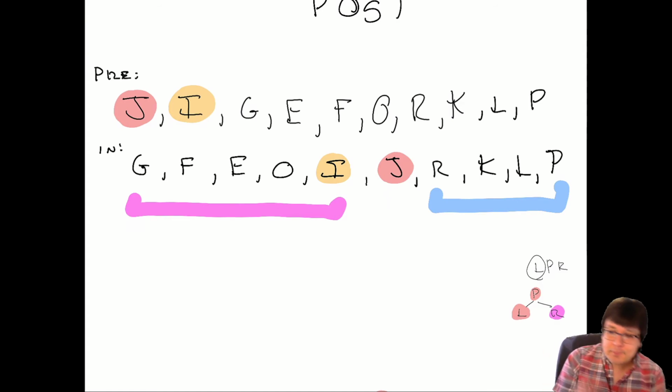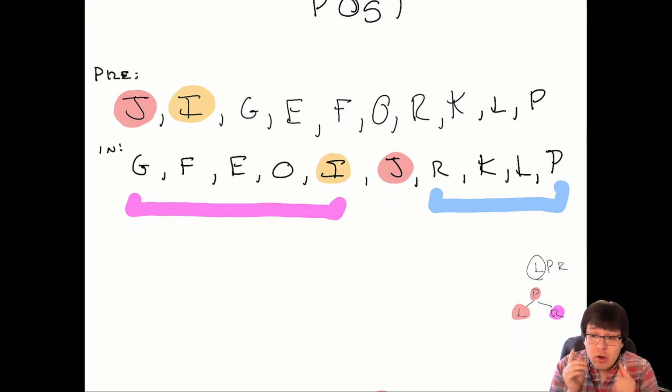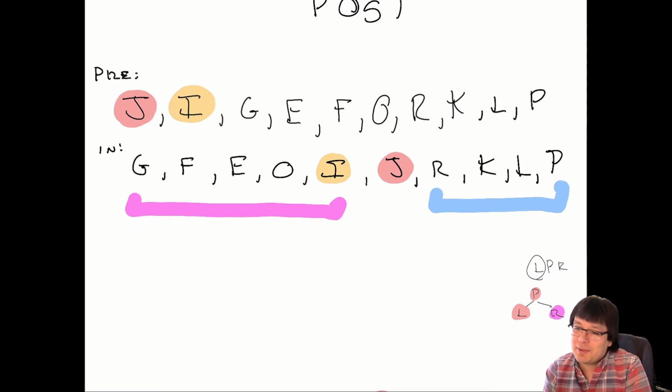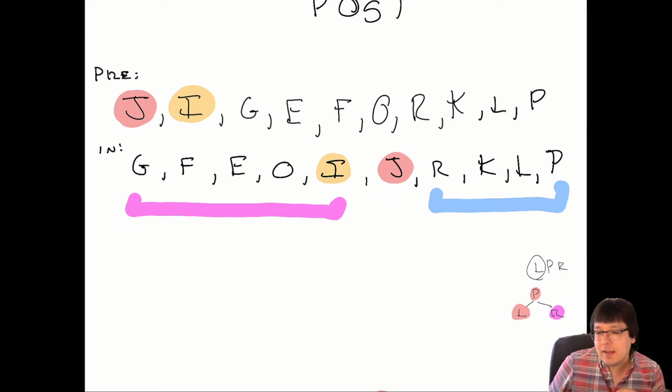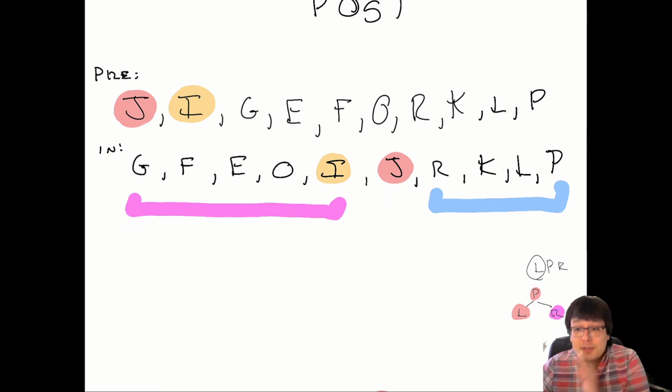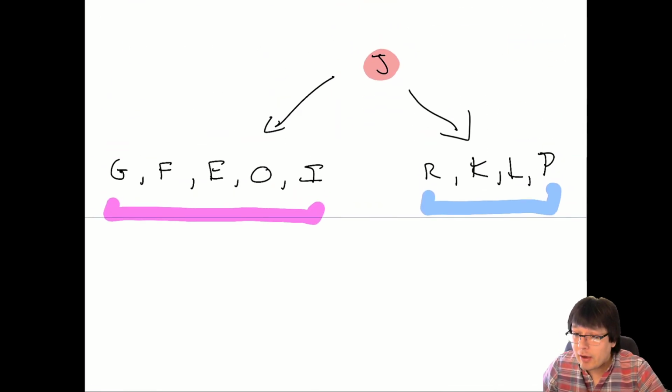We're going back to the I. The I has to be a child of J. Now, which child is it, the left or the right? Well, we look to see which category it is in. Is it in the pink one or the blue one? Because it's in the pink one, it must be the left child. Otherwise, it would have been under the RKLP. If instead of R, I'd see an I there, then that would be on that side. But it's not. I see it on the pink. So I have found the next root node here.